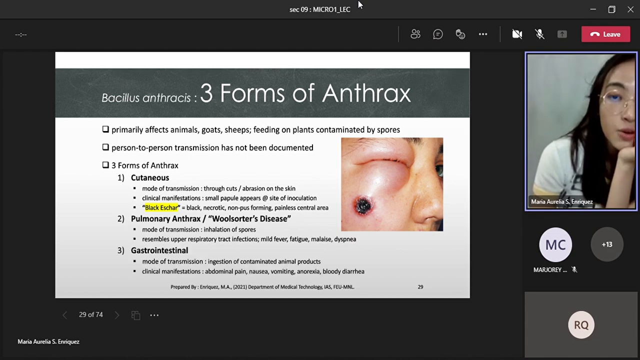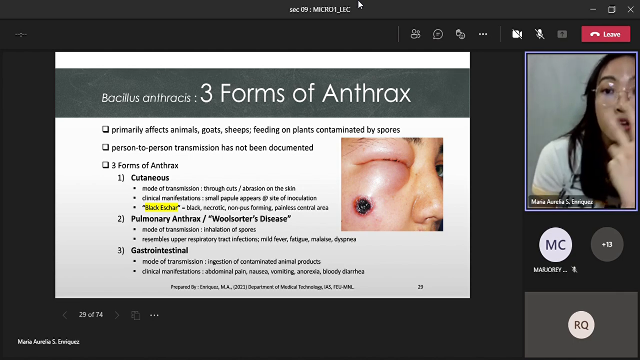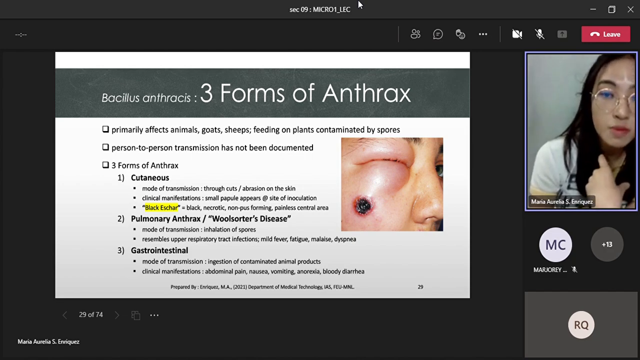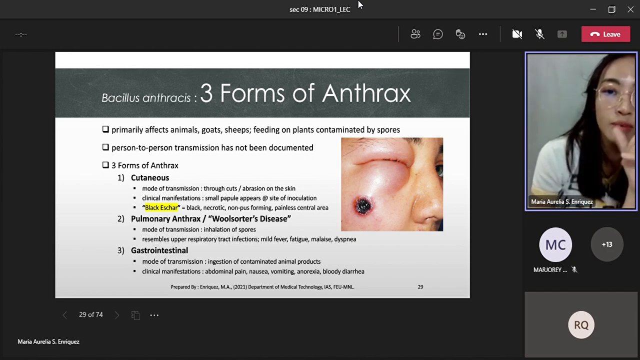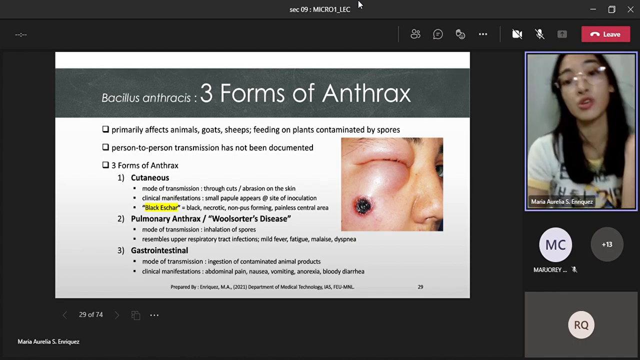Next is gastrointestinal anthrax. So this occurs when the spores are inoculated onto a lesion on the intestinal mucosa after ingestion of the spores. So the symptoms of gastrointestinal anthrax include abdominal pain, nausea, anorexia, and vomiting. Minsan po, bloody diarrhea could also occur.